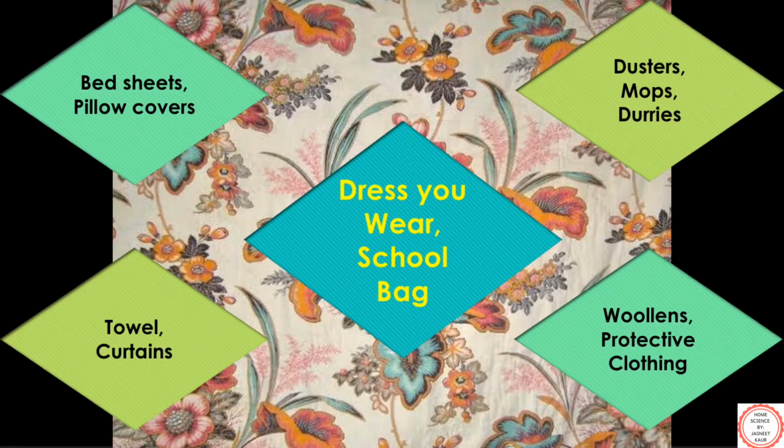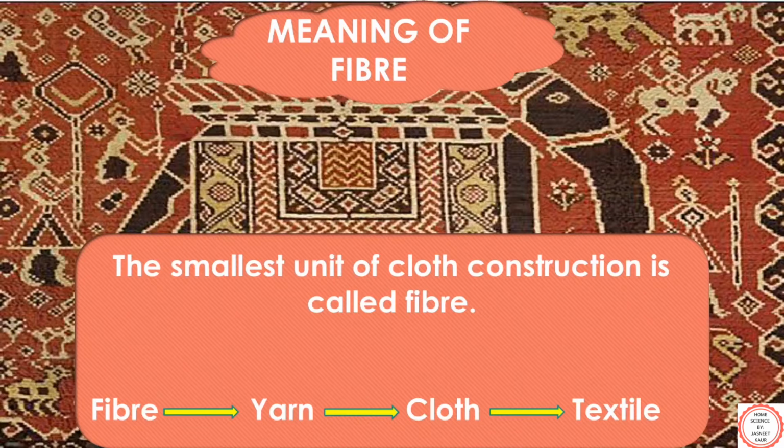After understanding its usage, we have covered the meaning of fiber, in which we have understood that it is the smallest unit of cloth construction. The process of making fabric begins at fiber stage, then it moves to yarn, and from those yarns we make cloth. Later, from that cloth, apparels are constructed.